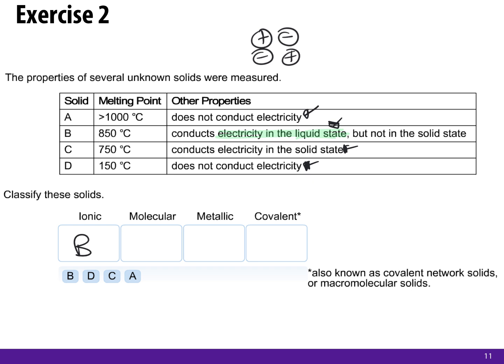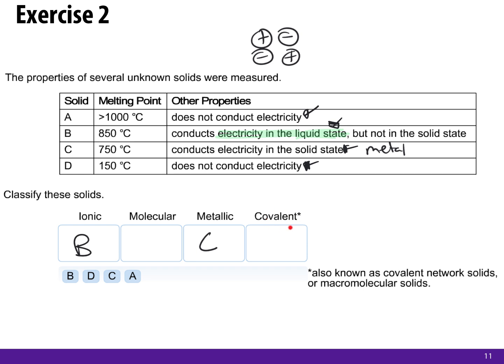For some other ones here, now the other conductive one, C, is conductive in the solid state. So that one, now let's think. The only ones that are typically conductive in the solid state are metals, right? So that would be metallic bonding here.